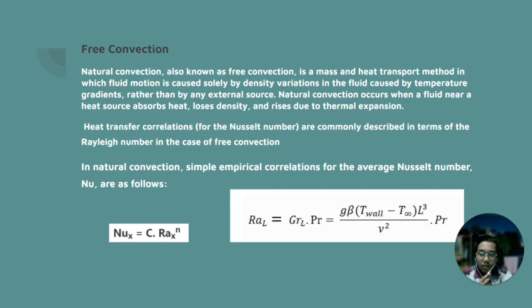In natural convection, simple empirical correlation for the average Nusselt number is as follows: Nu_x equals C multiplied by Ra_x to the power of n. And the Rayleigh number equals Grashof number multiplied by Prandtl number, equals g beta multiplied by T wall minus T ambient multiplied by L to the power of 3 divided by nu to the power of 2, multiplied again by Prandtl number.